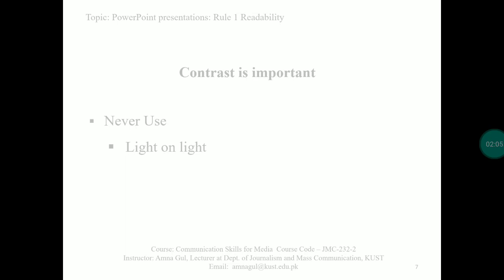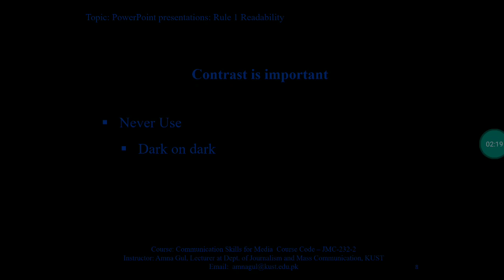I've just put up an example that we should never use light on light because it is difficult to read, especially when it is projected on a screen. Secondly, it distracts the readers. Same is the case for darker things. We should never have dark background and dark text, once again for the same reasons. So we need to keep in mind that contrast is quite important.